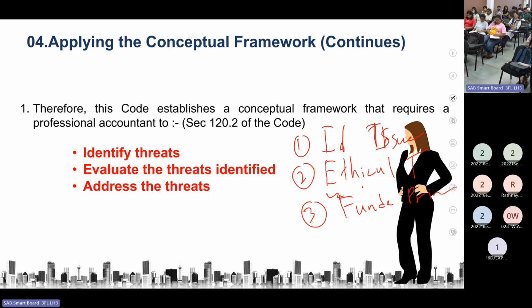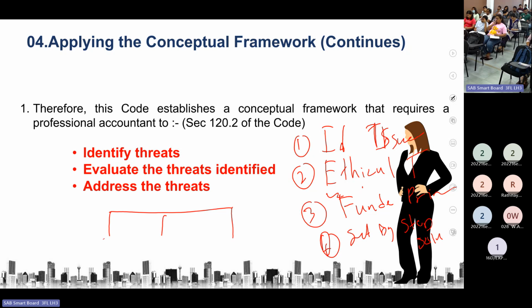Step-by-step solution. So what do you mean by step-by-step solution? That's what I have discussed. Right? So your issue or your threat, let's say I will categorize into 3 parts.